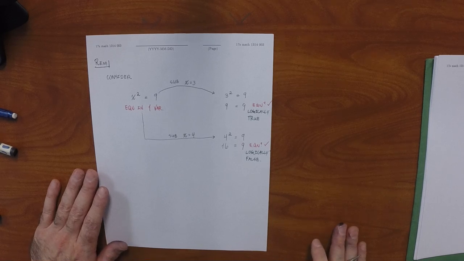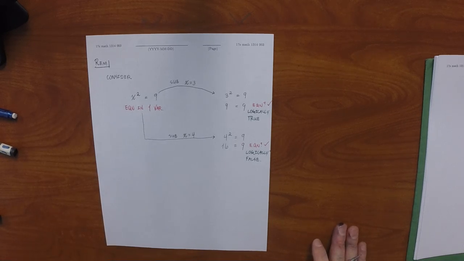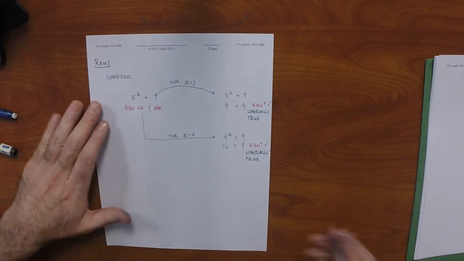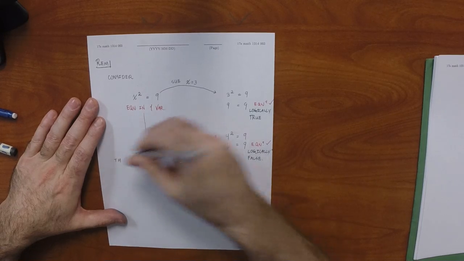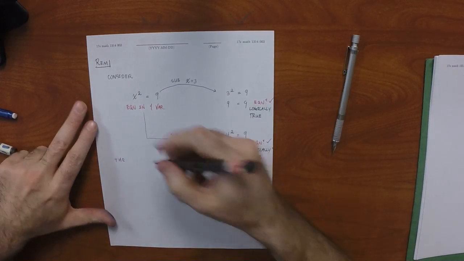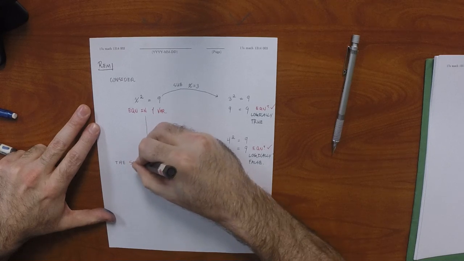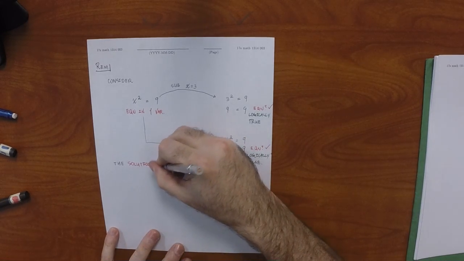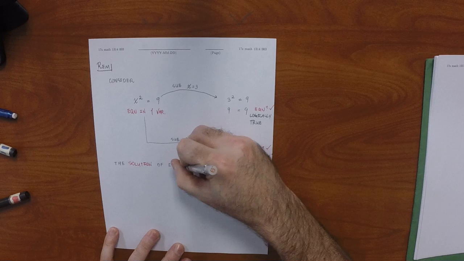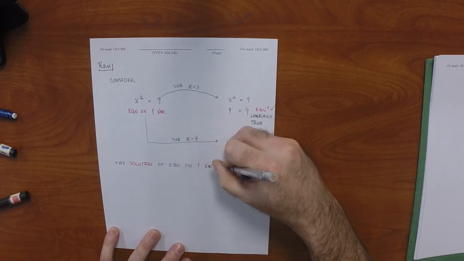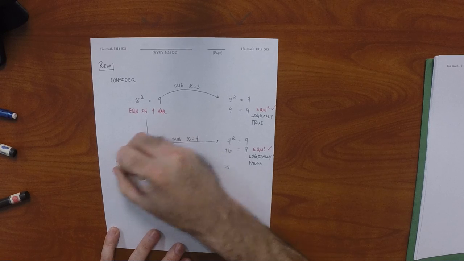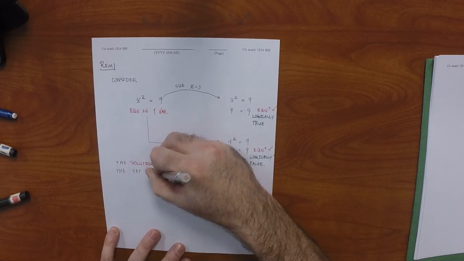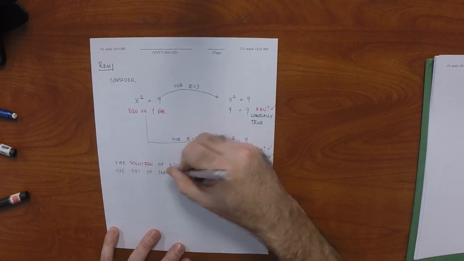What is the set of all values such that when you plug in one of these values, you obtain an equation that has a logical truth? That's a mouthful, isn't it? What's the name for that set? It's called the solution. The solution of an equation in one variable is the set of inputs which result in logical truth.